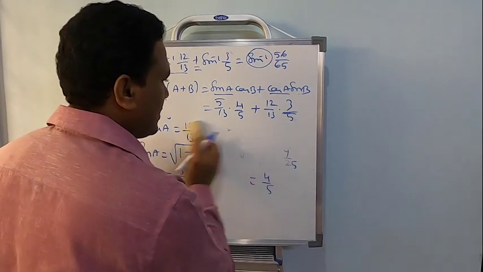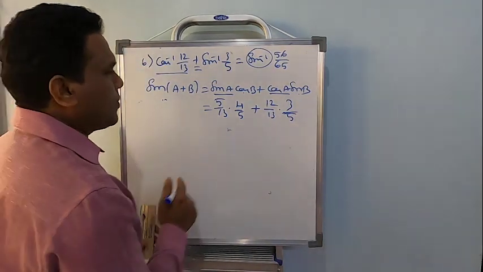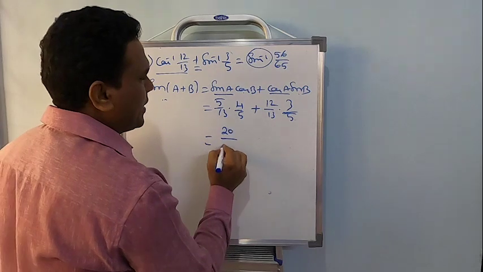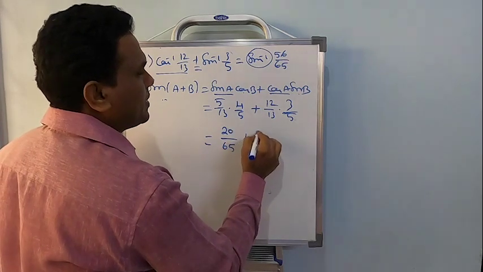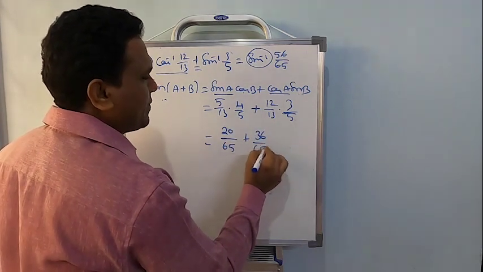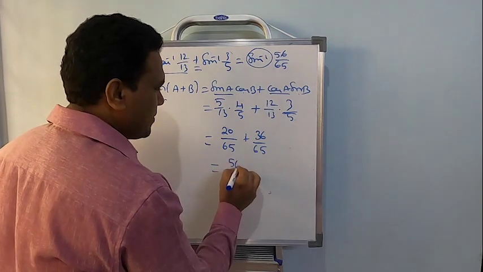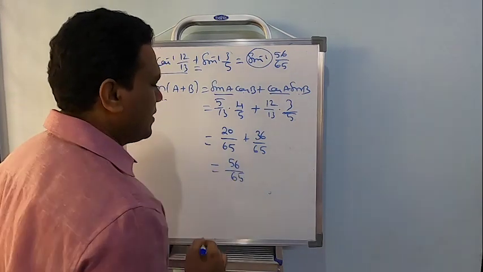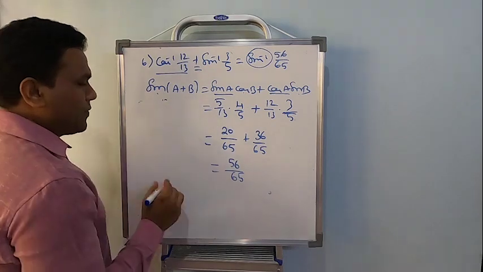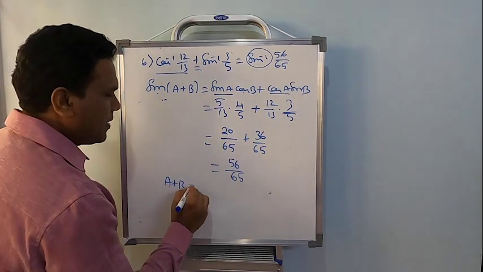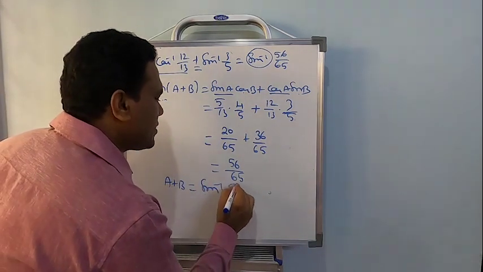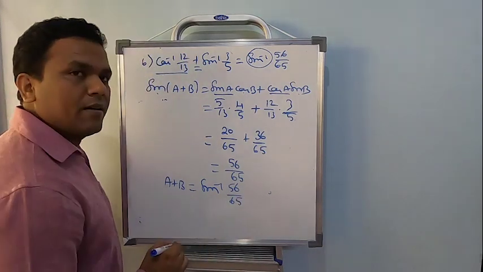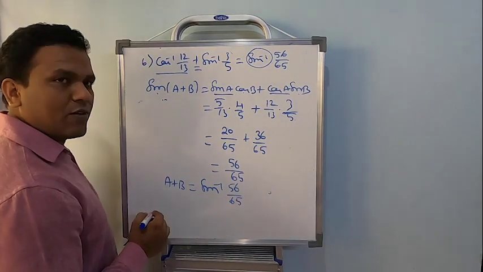Okay, let us keep simplifying till I get the required answer. So this is going to be 20 by 65 plus 36 by 65. So take the LCM: 56 by 65. Now the sign should be shifted to the right side. So a plus b equals sin inverse 56 by 65. The last step is to replace the values for a and b.